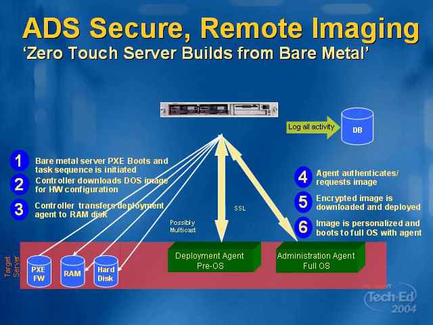The controller blows down a DOS image for the hardware configuration and transfers the deployment agent to the RAM disk. Then the deployment agent pre-operating system is blown down via SSL. So already we have security. And the encrypted image is downloaded and deployed. And then that image is personalized and boots to a full operating system with the ADS agent. So that facilitates the future administration of that ADS deployed device.